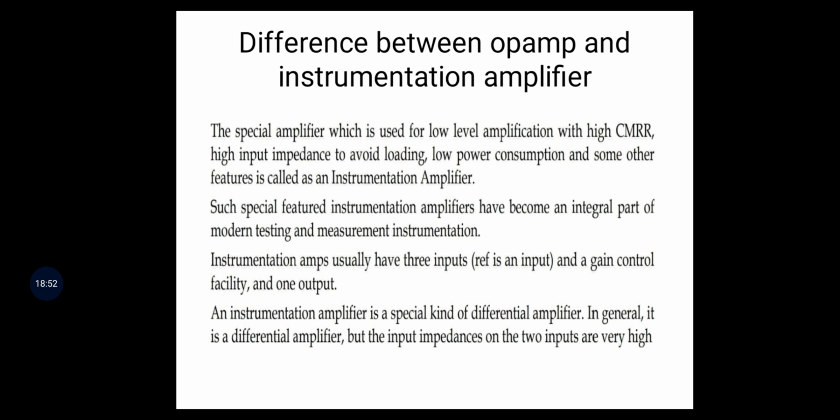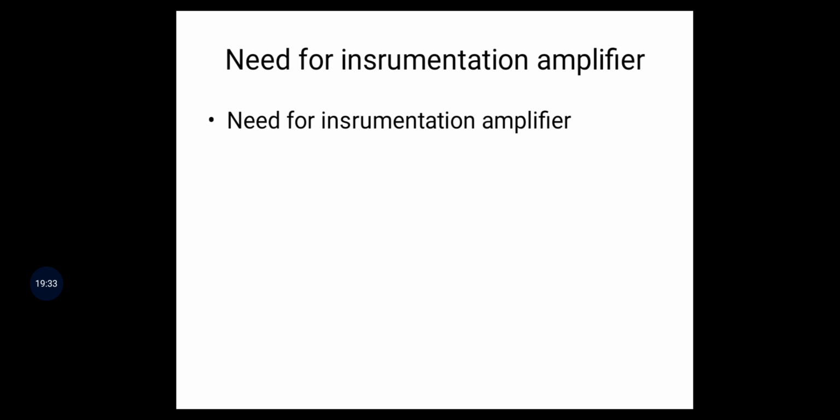Here the instrumentation amplifier is usually a special kind of differential amplifier. In general, it is a differential amplifier, and the input impedance is very very high. The instrumentation amplifier is also called a data amplifier and is basically a difference amplifier. Here the gain is V0 by V2 minus V1. So next we are discussing the need for instrumentation amplifier.